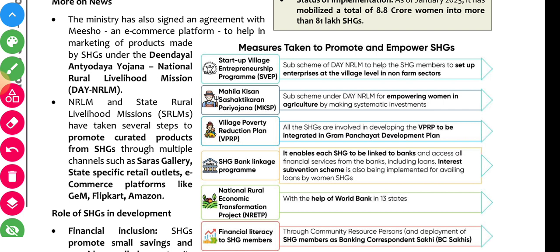More in news, the ministry has also signed an agreement with Meesho, an e-commerce platform, to help in marketing of products made by self-help groups under the Deen Dayal Antyodaya Yojana. National Rural Livelihood Mission and State Rural Livelihood Missions have taken several steps to promote curated products from self-help groups through multiple channels such as Saras Gallery, state-specific retail outlets, e-commerce platforms like Government e-Marketplace, Flipkart, Amazon.